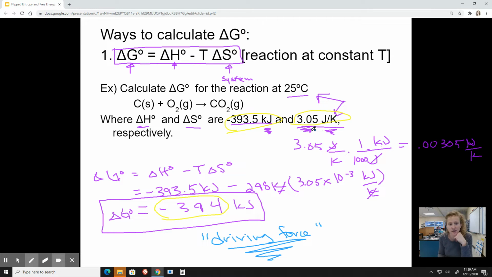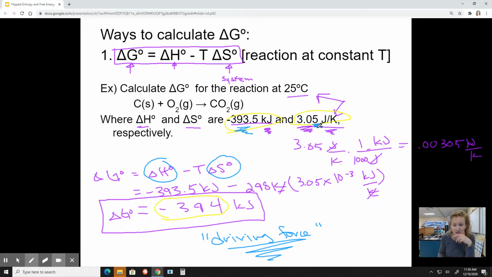They'll give you all this information. Delta H is this, delta S is this. The free energy answer comes out to be this. What's your driving force? And basically what they're asking you when they ask you what your driving force is, is which of these two terms is responsible for the outcome. So notice that delta H is negative. That's going to influence the delta G to also be negative. It's going to drive it in a negative direction. So our delta H value here is going to drive free energy in a spontaneous direction.